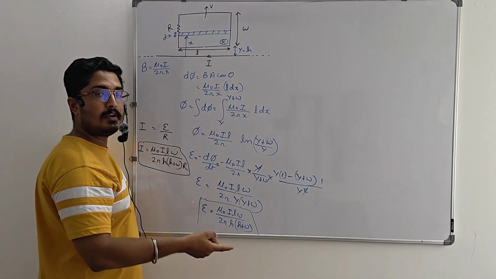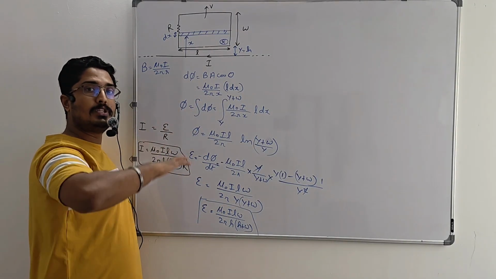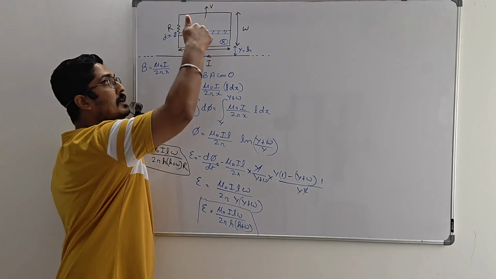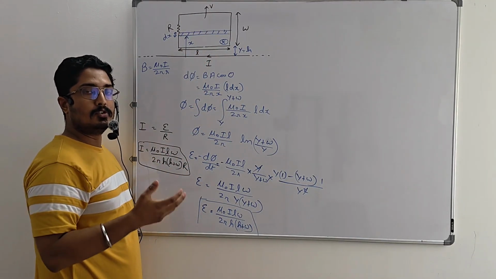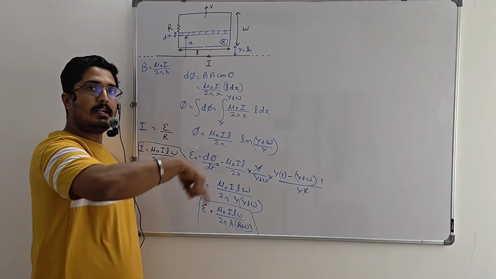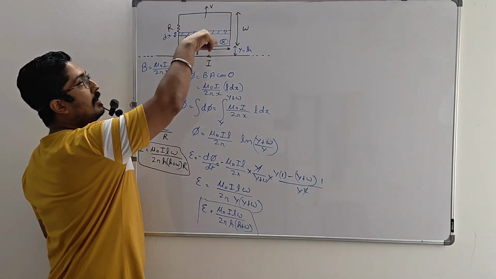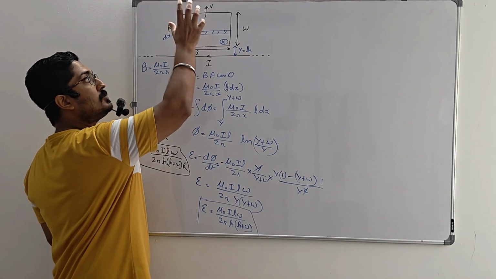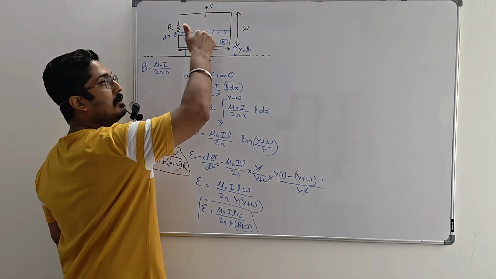So that decrease is causing the change in flux. Now the induced current should do what? Induced current should oppose the change. So what is the change? The magnetic flux is decreasing. The inward magnetic flux is decreasing. So to increase that, the current produced because of induction will also try to produce a magnetic field inwards.